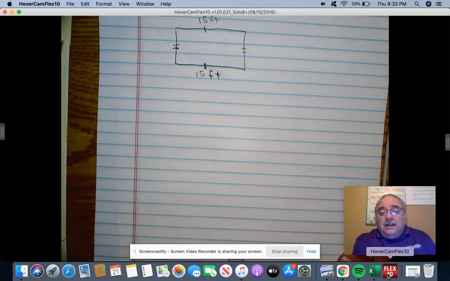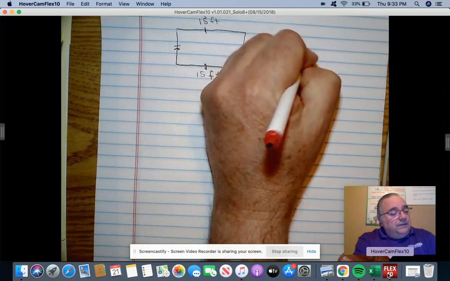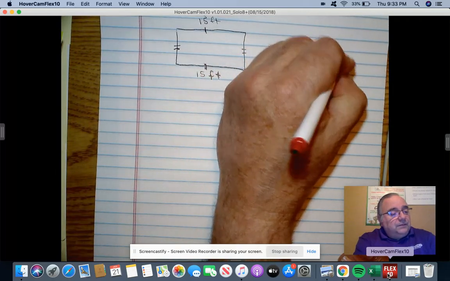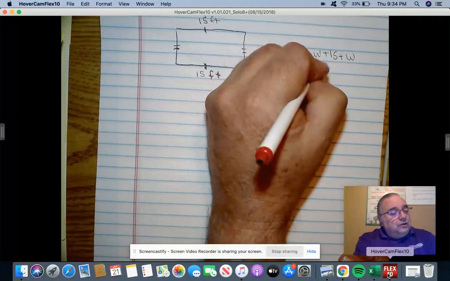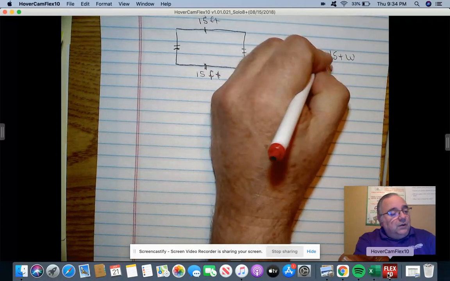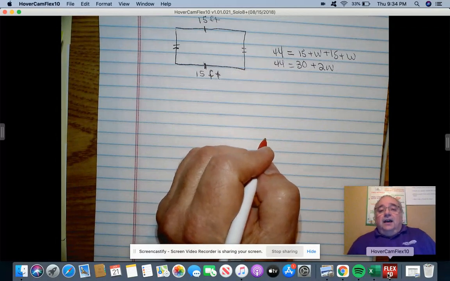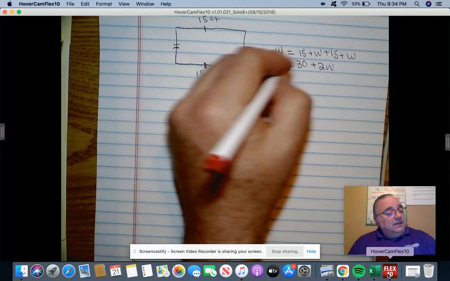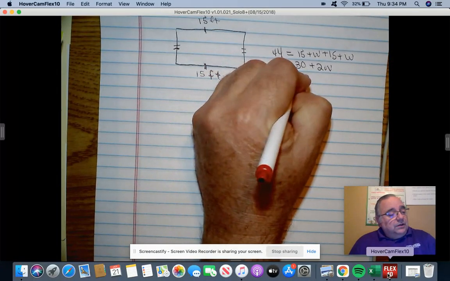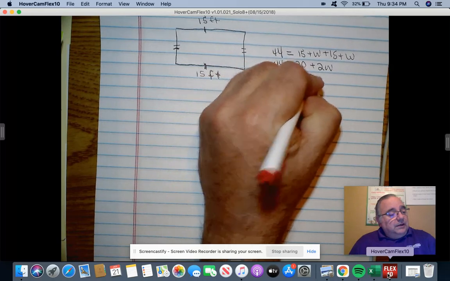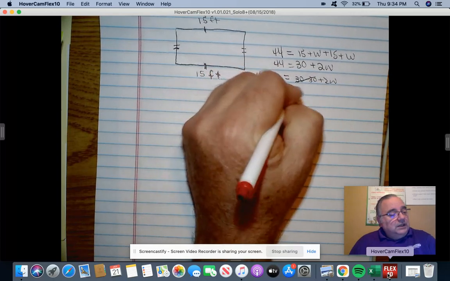If I know that, and I know the perimeter is 44, I can take 15 plus W plus 15 plus W. So 44 equals 30 plus 2W, because I got 2 W's, right? I also see that I got to balance this out, so I can take the next step as 44 minus 30 equals 30 minus 30 plus 2W. These equal out. This gives me 14 equals 2W.